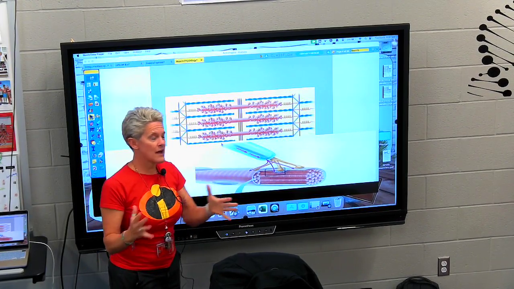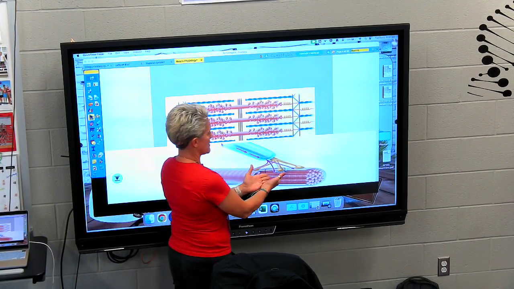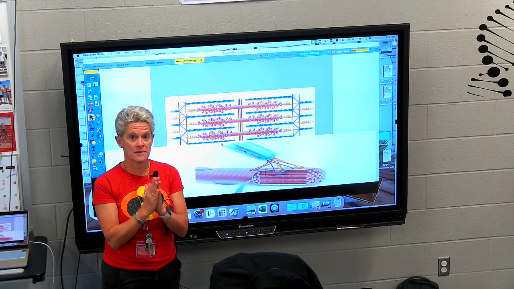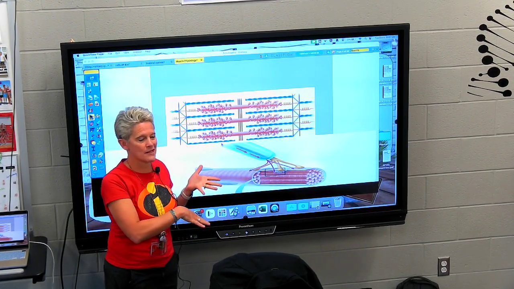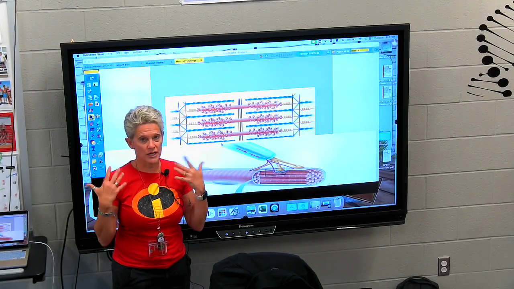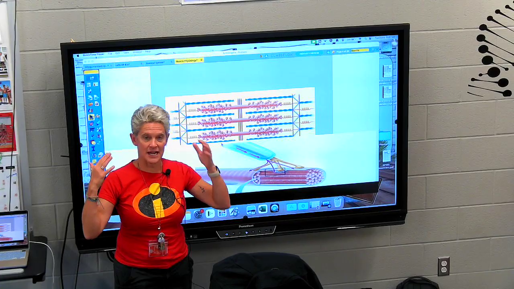So what we're going to do now is take a look inside this muscle and talk about what happens to cause the muscle to contract. Like what's happening inside the muscle to get it to contract? So I like to start with the word contract. The word contract means to get shorter.